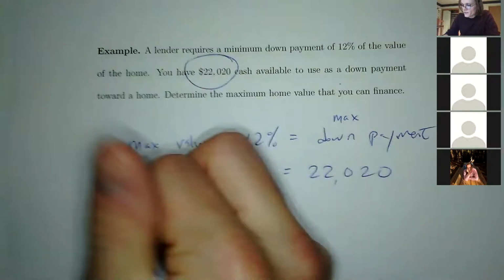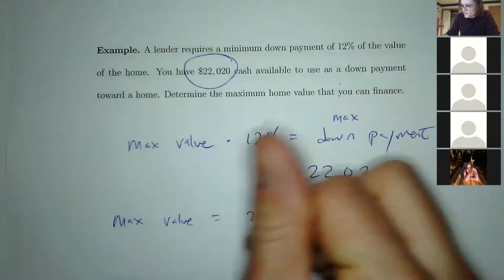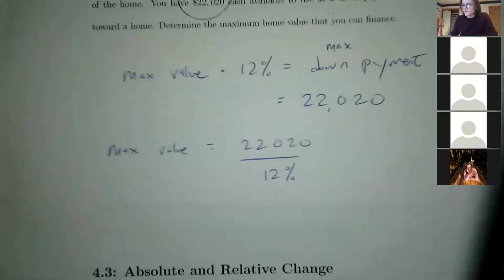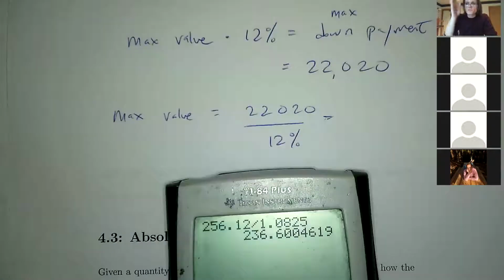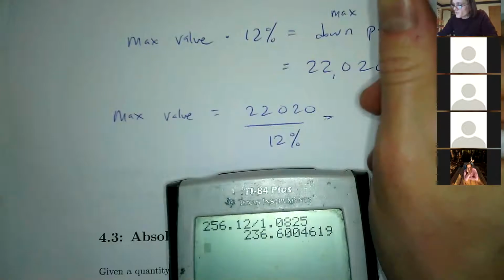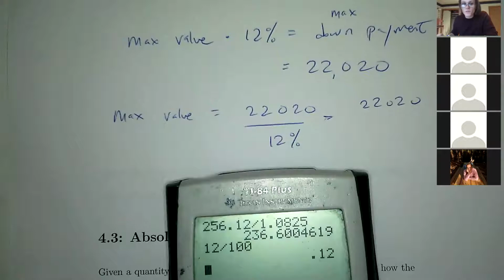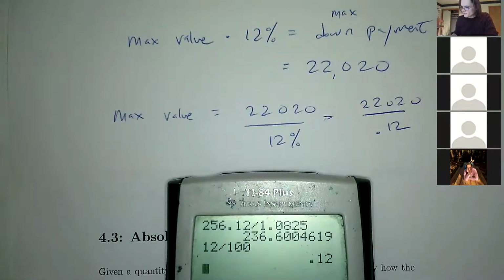So my max value equals this number, 22020 divided by 12%. And again, whenever you're doing calculations on your calculator with percents, you need them as a decimal. So to go from percent to decimal, I divide. So I do 22020, and then I'll do 12 divided by 100 to get 0.12. So it's over 0.12. That's gonna be a huge number. 22020 divided by 0.12. It's a big number.